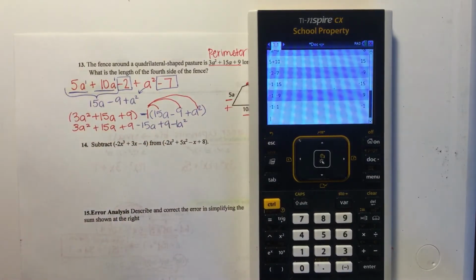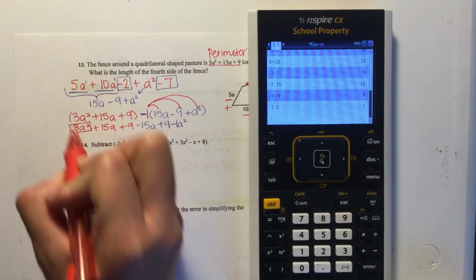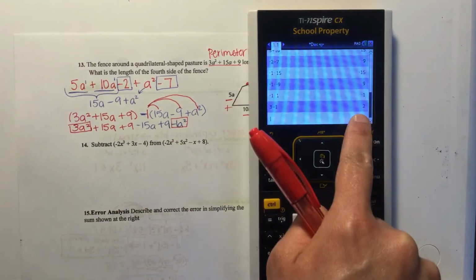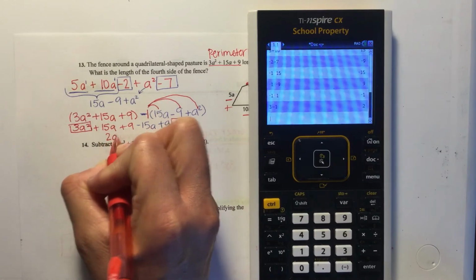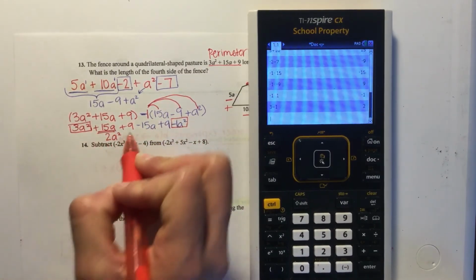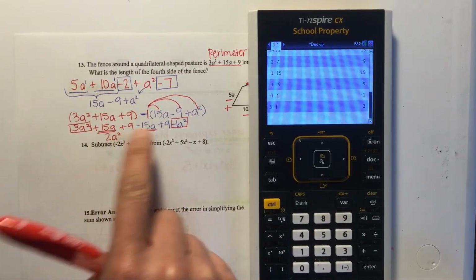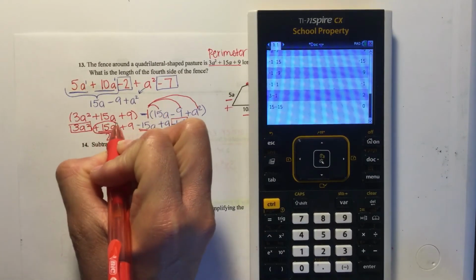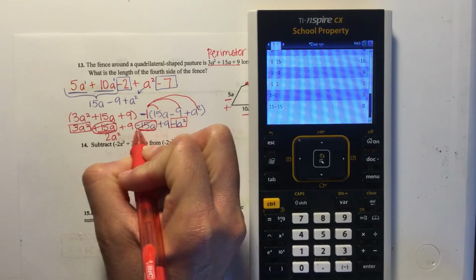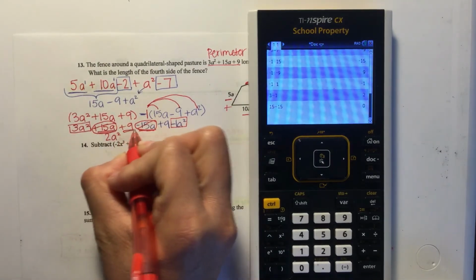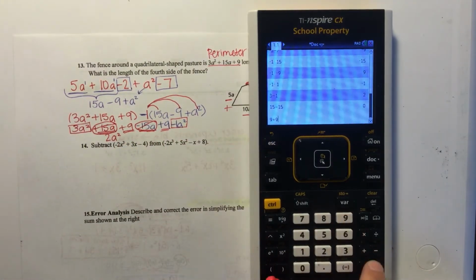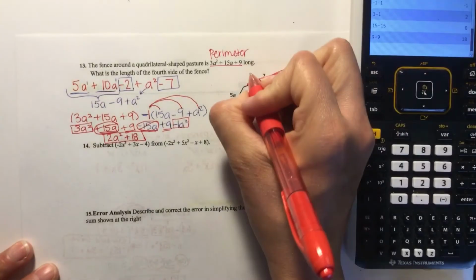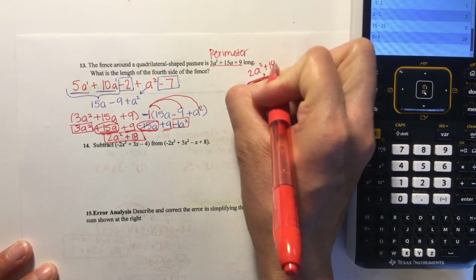Now you simplify. You find the like terms with 3a squared minus 1a squared. So 3 minus 1, 2. 2a squared. You find the like terms with 15a minus 15a. 15 minus 15, 0. So these are completely gone. And last, you combine your constants. You have a positive 9 and a positive 9. 9 plus 9, 18. So the missing side is 2a squared plus 18.